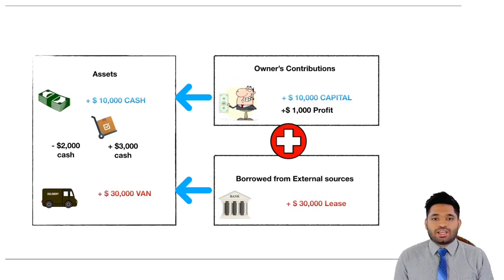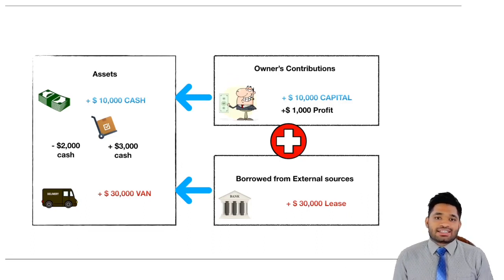Now the business wants to buy a van. The value of this van is $30,000. And the business does not have the money. So the business goes and takes this money from an external person through a lease. Now this lease is payable, which means the business has an obligation to pay to the leasing company, which means this is a liability for the organization. Clear?